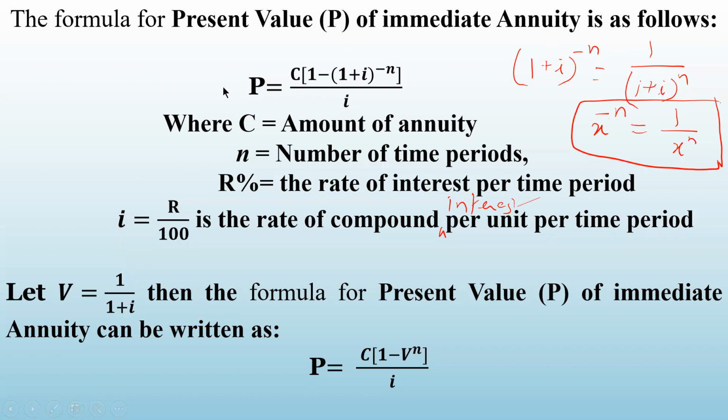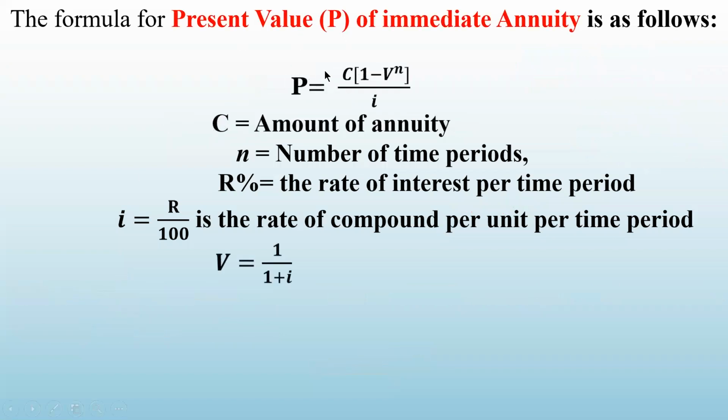So the same formula can now be written as P equal to C into (1 minus V to the power n) divided by I, where V is 1 divided by (1 plus I). For all our practical purposes, we are going to use this formula so that you need not convert the negative power into positive. We can take V as 1 upon (1 plus I) and take its nth power.